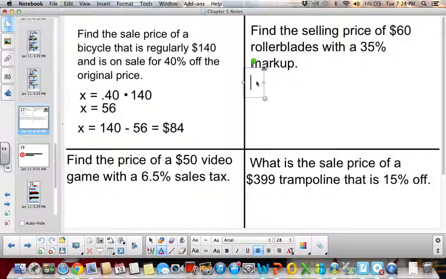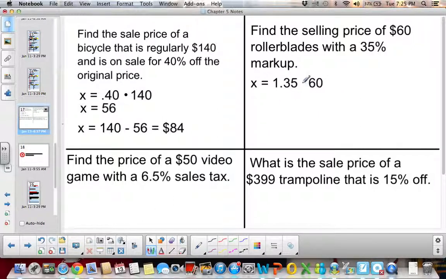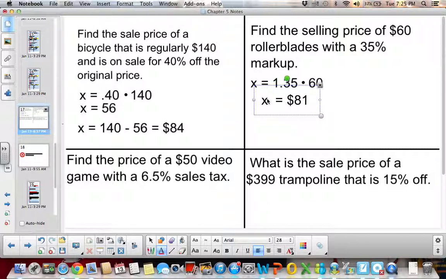Next: find the selling price of $60 rollerblades with a 35% markup. This is a markup, so I'm doing 100% plus 35% with method 2, which changed to a decimal is 1.35. So x equals 1.35 times 60, which equals $81.